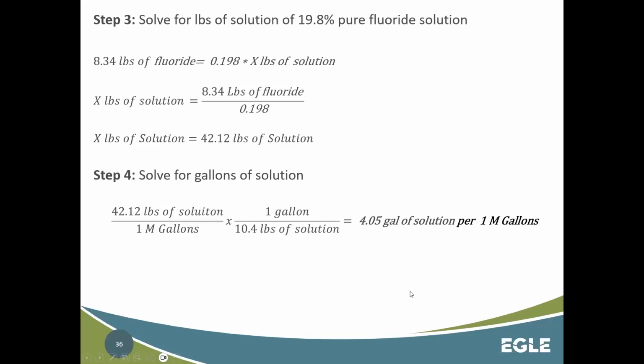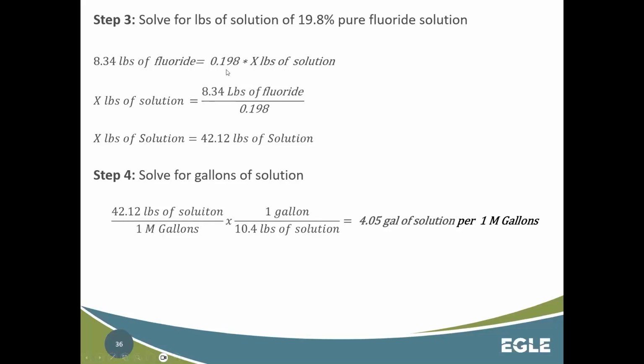And then step 3, we want to solve for the pounds of solution. So we want to convert that pounds of fluoride to pounds of solution. And here's that 19.8% that we discussed earlier. So we have the pounds of fluoride, we have the percent in our solution of fluoride ion, and we need the pounds of solution now.